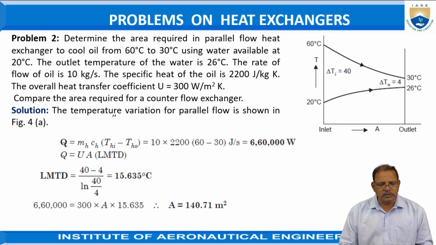Okay, these are certain problems we are discussing based on this formula. Determine the area required in a parallel flow heat exchanger to cool oil from 60 degrees centigrade to 30 degrees centigrade using water available at 20 degrees centigrade. The outlet temperature of the water is 26 degrees centigrade. The rate of flow of oil is 10 kg per second. The specific heat of the oil is 2200 joules per kg per degree Kelvin. The overall heat transfer coefficient is U = 300 watts per meter square per degree Kelvin.